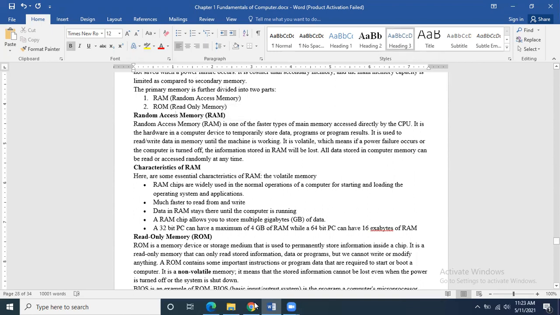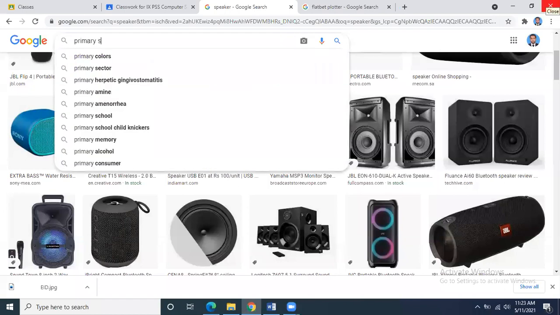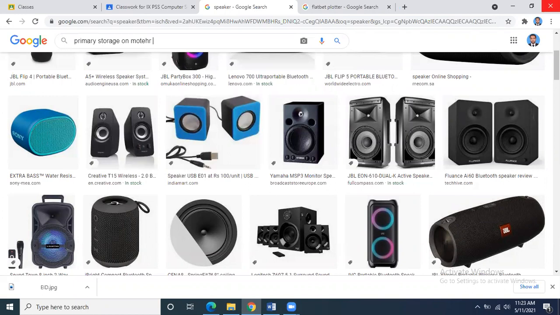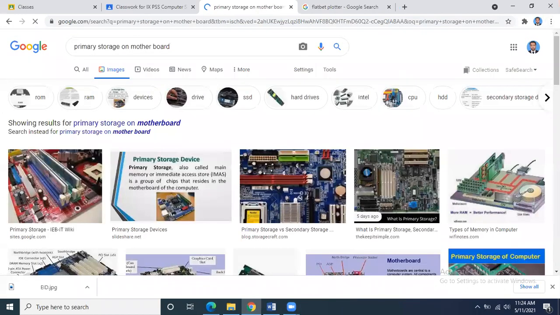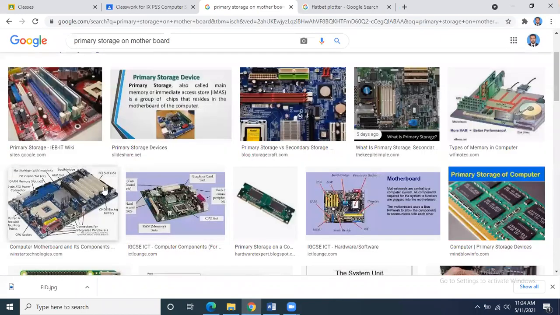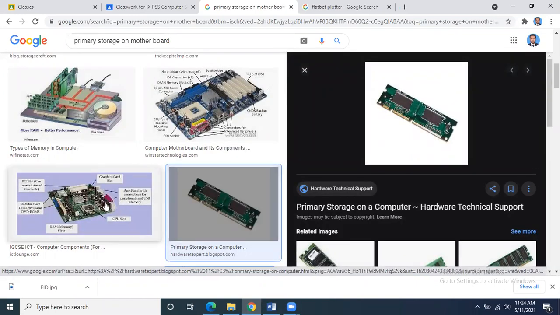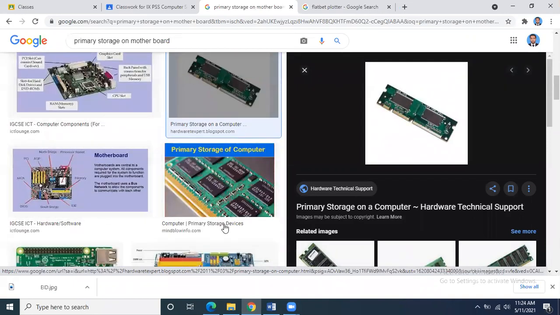Okay. So if we go and see primary storage on the motherboard, we will be able to see that the primary storage is available on the motherboard. This is basically the RAM chip, how the RAM chip looks like, and we insert the RAM chip in the RAM slots.